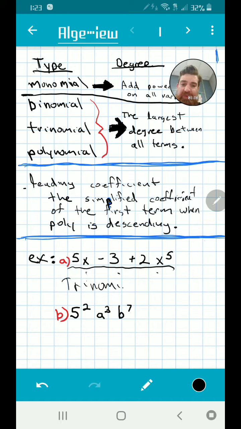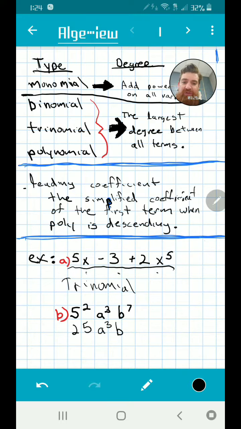And we go to B. Okay, we want to simplify this a little bit first. So anything that we can calculate, we will calculate, like this 5 to the second power. We'll change that to 25. And then we have a to the third and b to the seventh.